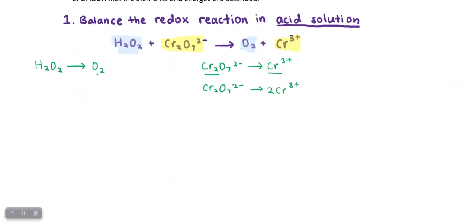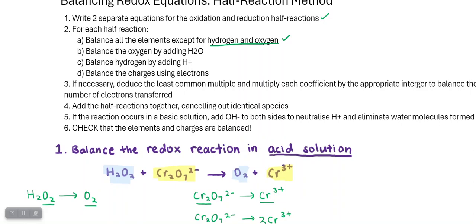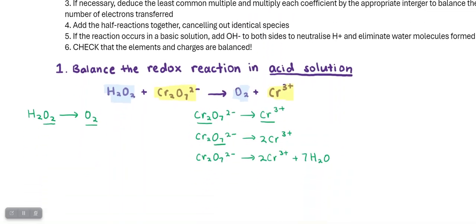So as you can see on this side, we have two oxygen atoms on both sides, so that step is also done for now. On our right side reaction, we have 7 oxygens here and no oxygens on the right side. So we're going to add 7 waters, so 7 H2O. So now you can see that our oxygens are balanced. 2c says balance hydrogen by adding H+.